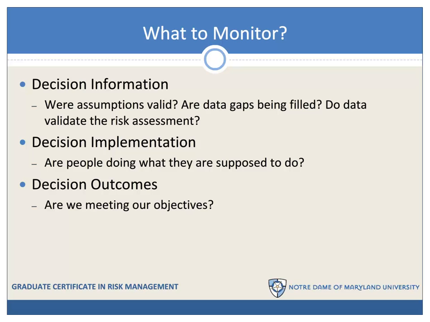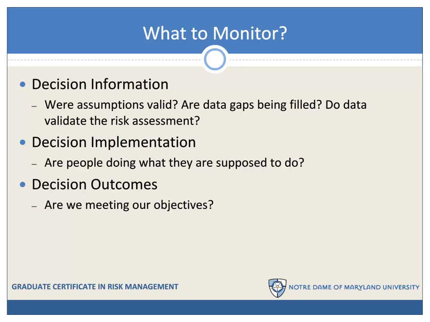In addition to, or in lieu of decision information, we may monitor the implementation of the decision. This means checking to make sure people are doing what they're supposed to do to manage the risks. If risk management responsibility extends beyond your organization, it means checking to make sure that everyone with a risk management responsibility is doing what is required of them. Finally, we should always monitor decision outcomes.